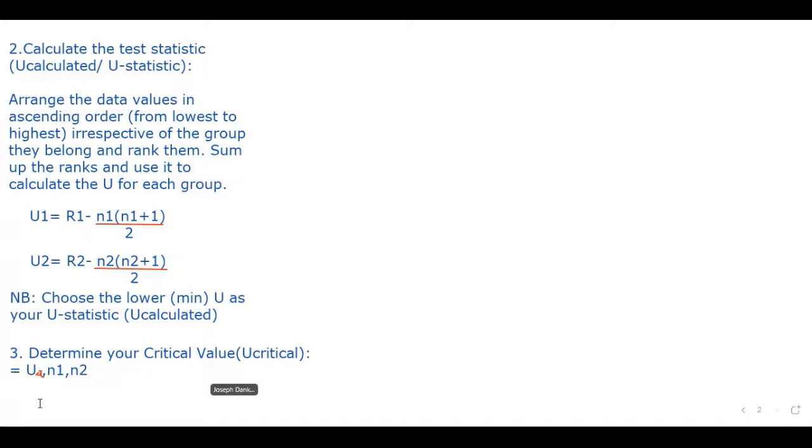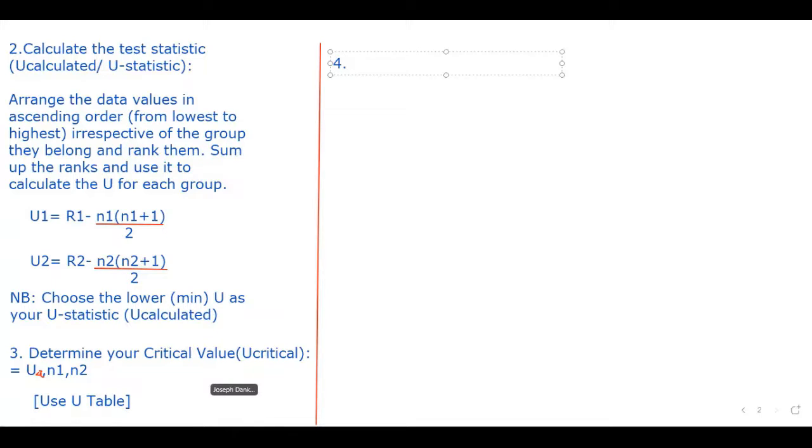You use the U table, not the T table. When we are solving an example, I'll show you what the U table looks like and how we determine the critical value using it. So what will be the fourth step?